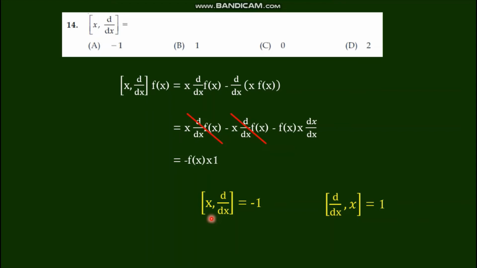I have made one video on quantum mechanics, that also you just check. This comes under operators. Like this, there are a lot of tricks to solve these things, that I will explain in some videos. So the value is [x, d/dx] equal to minus 1 and [d/dx, x] equal to 1. Now our correct answer is option A.